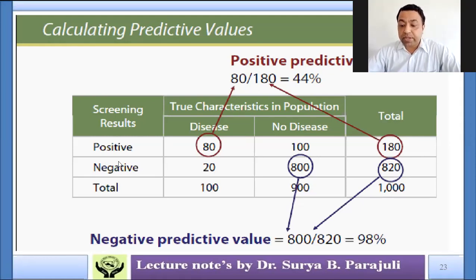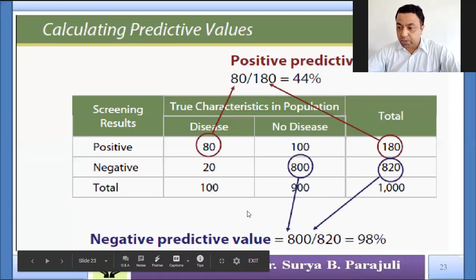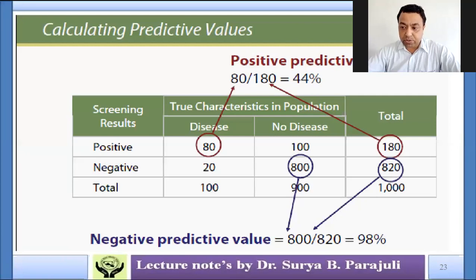If you increase the prevalence, let me brief you in my next slide. This is 80 by 180. This is just calculation. 80 by 180 means positive predictive value. I'm not sure you are able to understand all the concept. Sorry for that, but hopefully if you interact with me again and again, I'll try my best to clarify this concept. But at your level, try to know sensitivity and specificity.